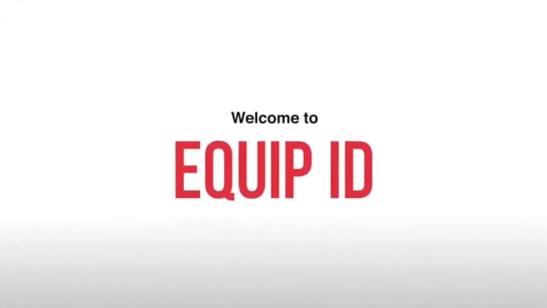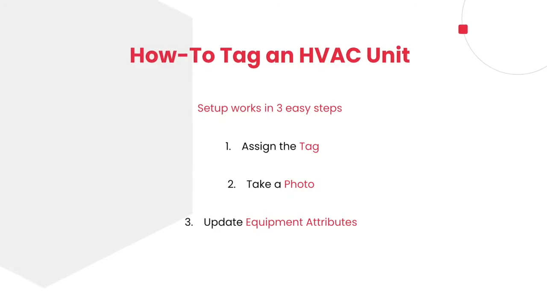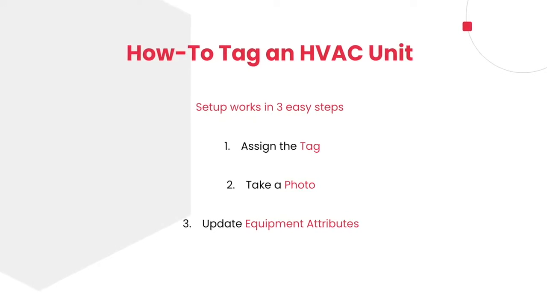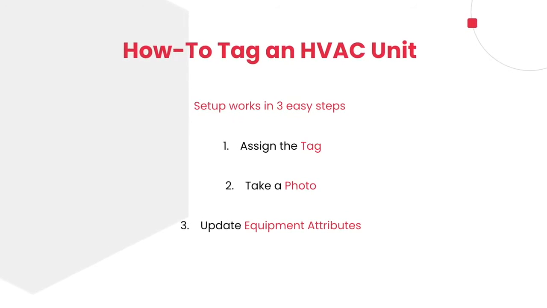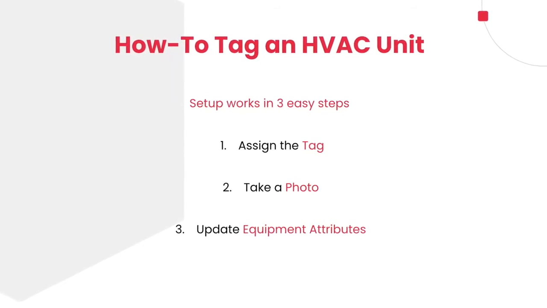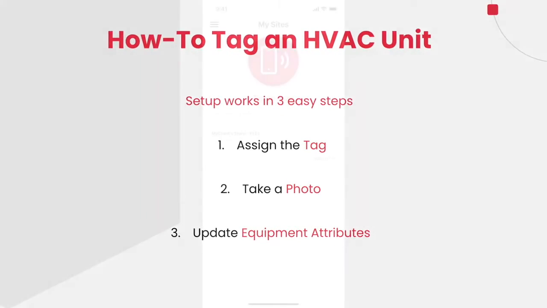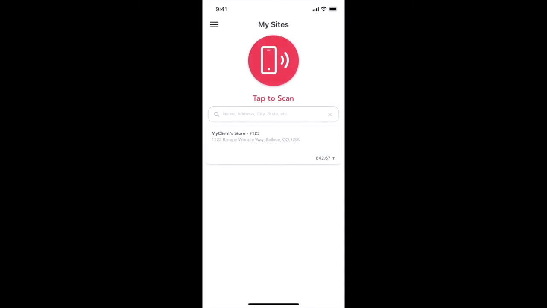Today I'm going to be walking you through how to tag an HVAC unit. There are 3 steps to adding a new piece of equipment: assigning the tag, taking a photo, and filling in the equipment attributes. To do this, you'll need to be logged into the EquipID app on your NFC-enabled device.